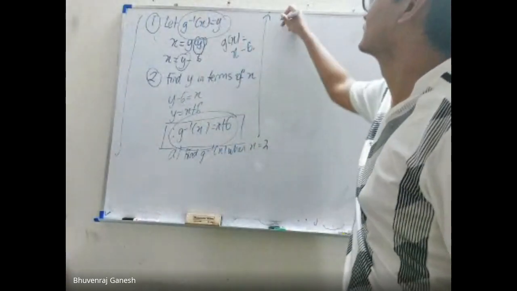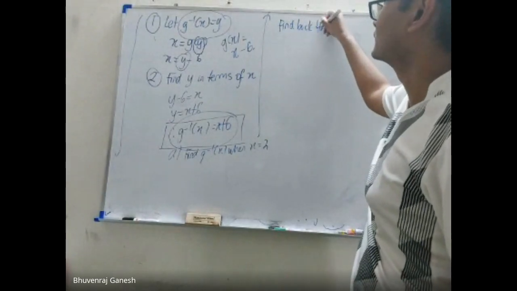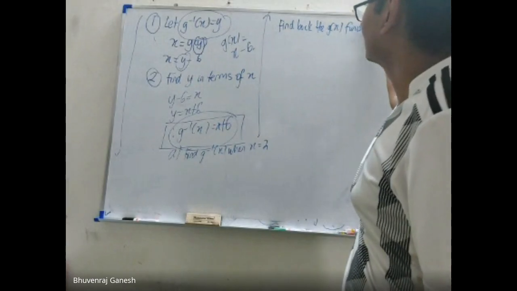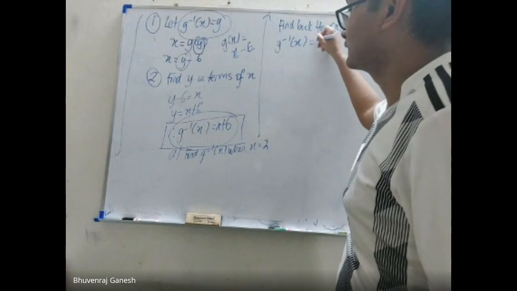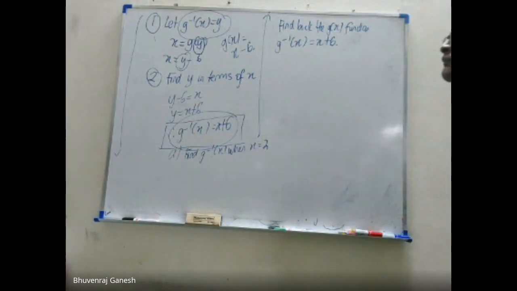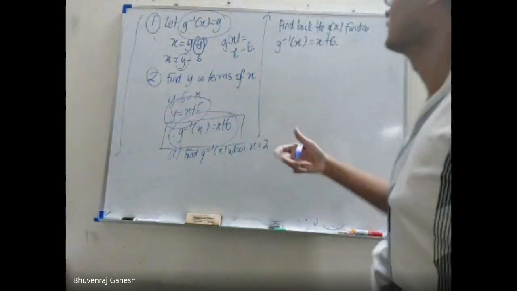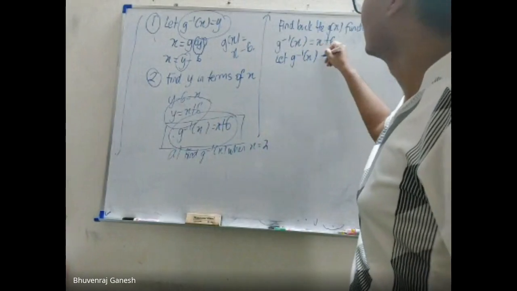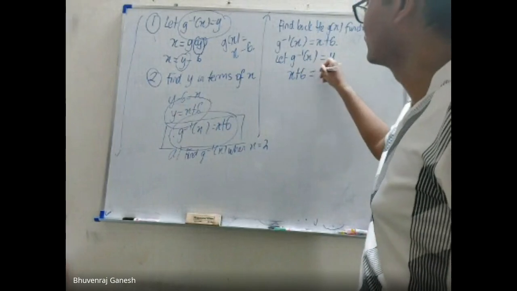They can ask you to find back the g(x) function. And then they have to give you an inverse function, only then can you start. So they give you g inverse x is x plus 6. What you have to do is write this all back, but in an opposite manner. We already know that g inverse x is y. So you can say that x plus 6 is y.